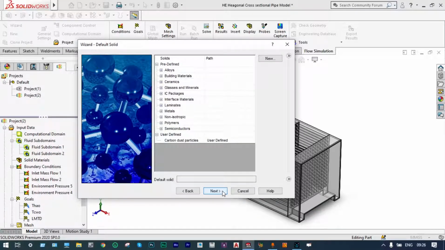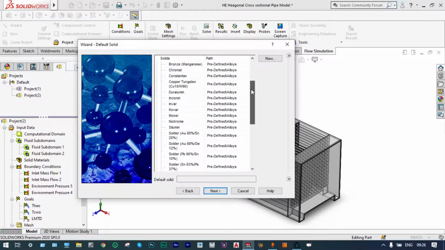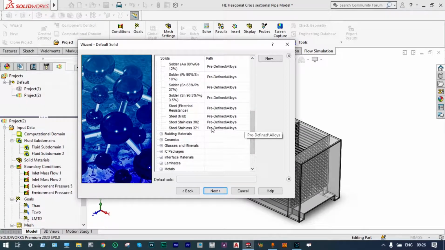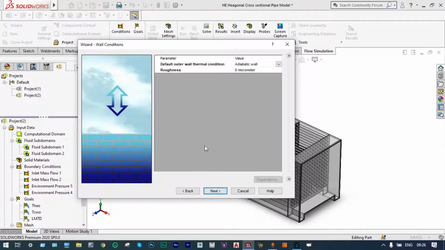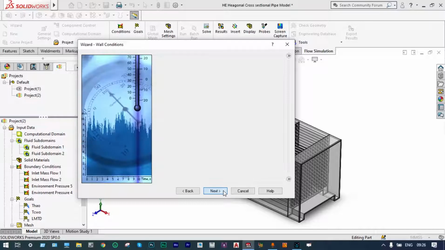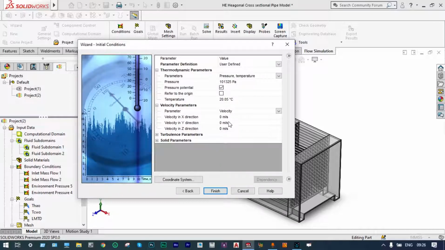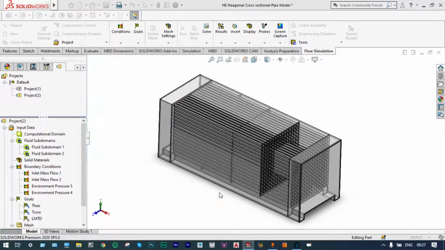Next to that we have to define the material. Let us consider the material to be stainless steel 321. Next to that we have to select the wall condition. In this case we consider default outer wall thermal conditions and roughness, and finally we have to select the atmospheric conditions. Pressure will be 101325 Pascal and temperature will be 20 degrees centigrade. Definitely the solid parameters, the temperature will be 20 degrees centigrade as mentioned before. Let us finish this.